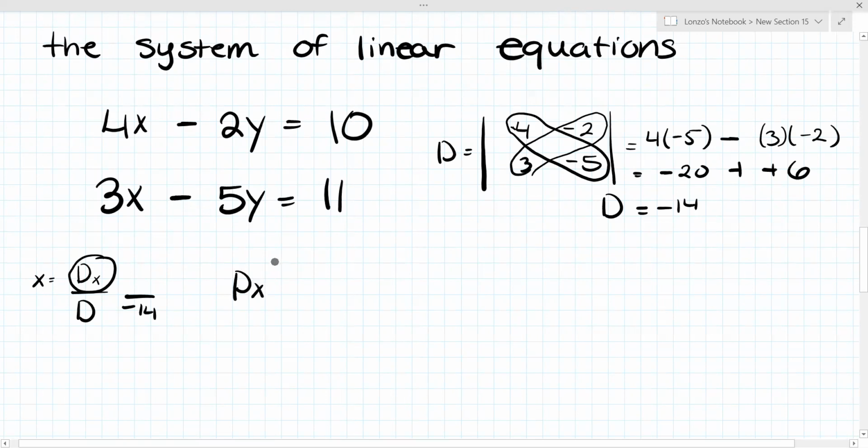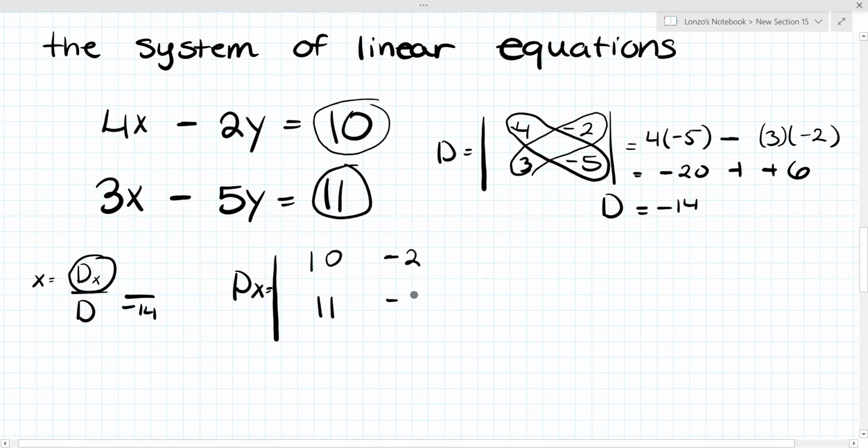The determinant in respect to x is how you set up the matrix. Do you see the x column, the coefficients 4 and 3? Well, you're not going to use 4 and 3. What you're going to do is replace those coefficients with the solutions. So you're going to replace the x column with 10 and 11. Okay, so that's going to be 10, and then this is going to be 11. And the y coefficients are still going to be the same because we are taking it in respect to x, so -2 and -5.